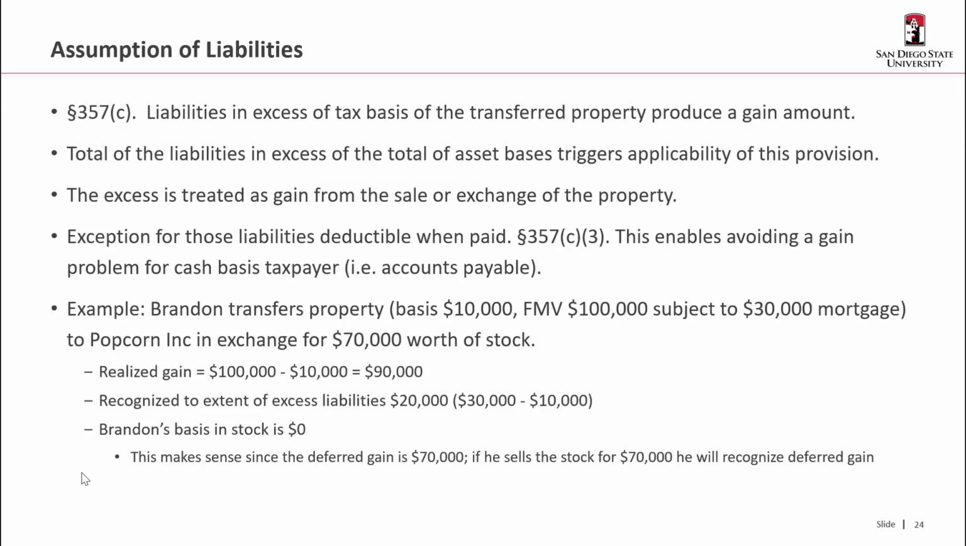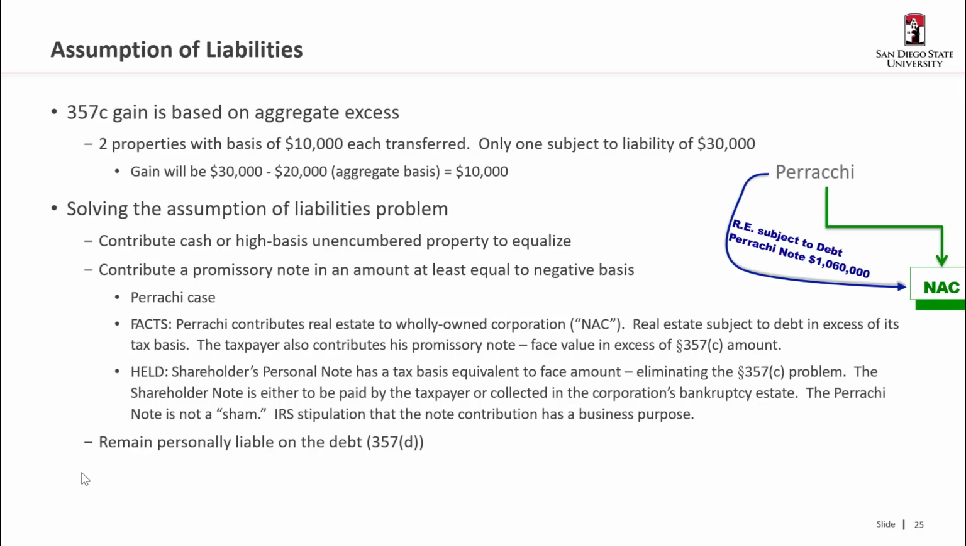The fair market value of the stock is 70. So if he sold it today, he'd recognize all of it as a gain. Okay. So again, 357(c) is based on aggregate excess.